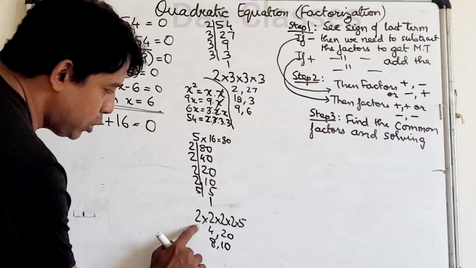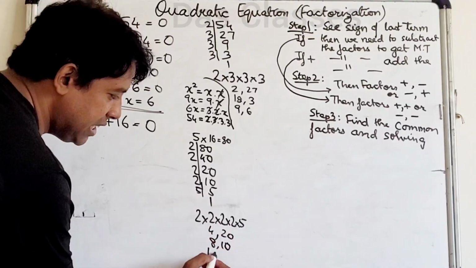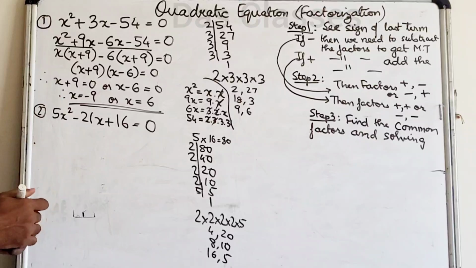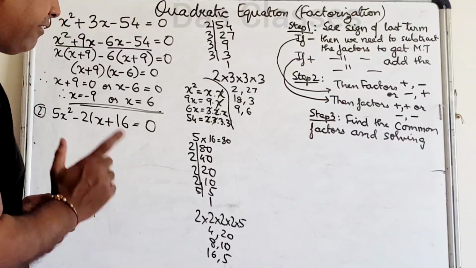Next, we can take 2 twos are 4, 4 twos are 8, 8 twos are 16 and 5. 16 plus 5 is 21. Yeah, we got the factors. So the factors are 16 and 5.